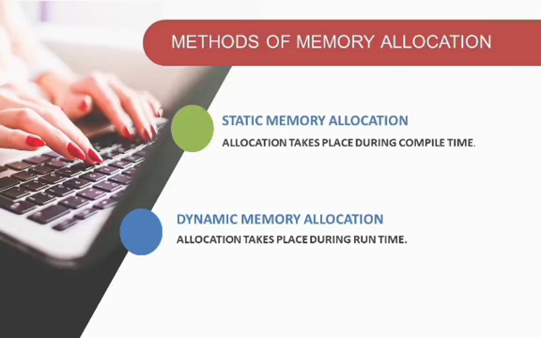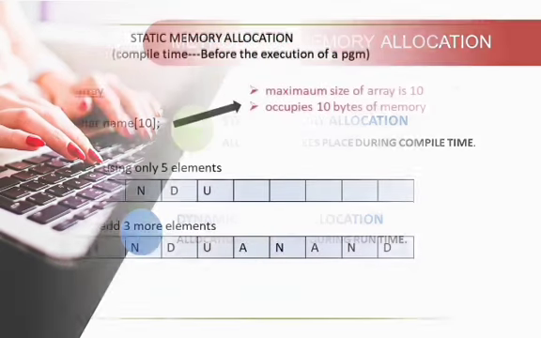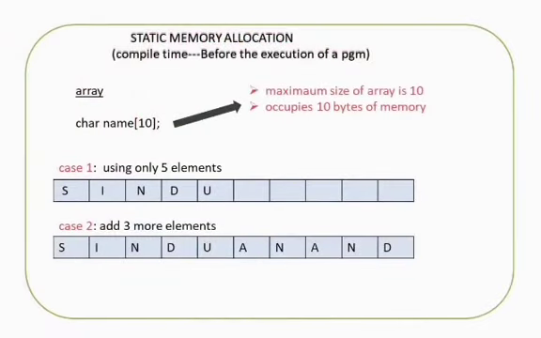I'll demystify this with an example. If you consider an array, first we have to declare an array, right? So, we have to specify the size of the array at the declaration itself. That you already studied in your 11th standard, right? So, I am declaring an array here, that is char name of 10. The maximum size of the array is 10 here. Okay, and it will occupy 10 bytes of memory.